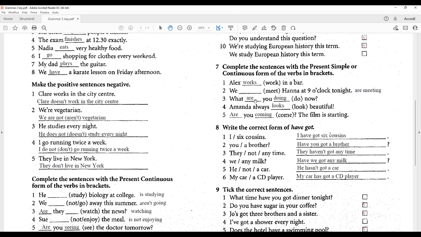What are you doing now? Now, at the moment. Not what do you do? What are you doing now? Che stai facendo in questo momento? What are you doing now?